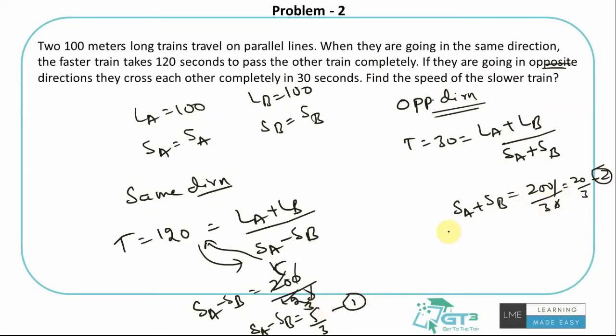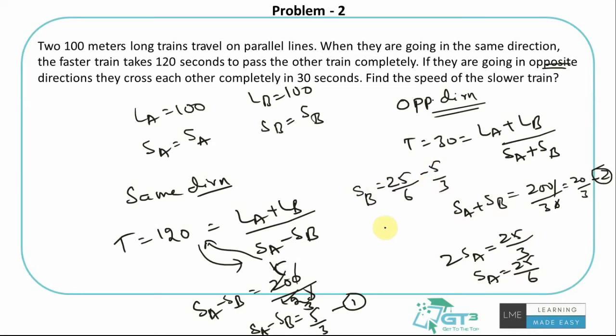Right, so if I add both, I'll get 2 SA is equal to 25 by 3, so SA will be 25 by 6. If I substitute back here, SB would be 25 by 6 minus 5 by 3, that's 15 by 6. Right, so this is the slower train speed, 15 by 6 meters per second.